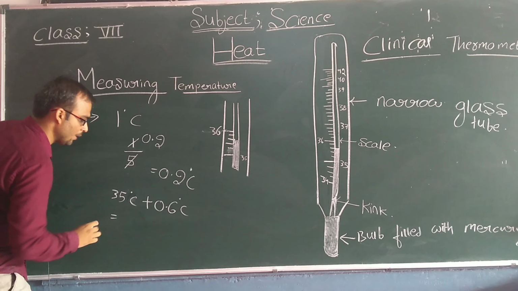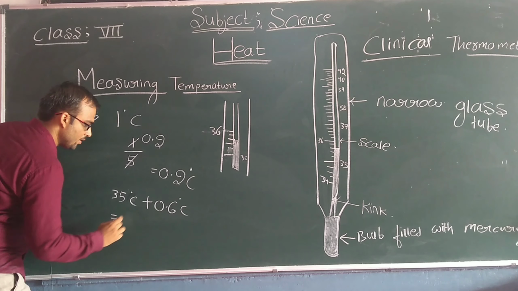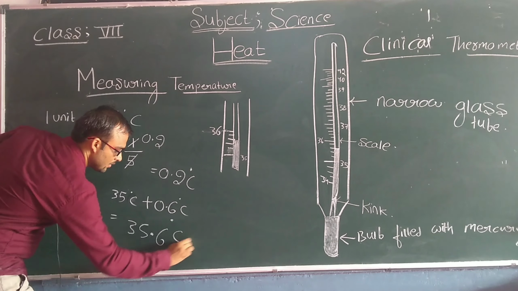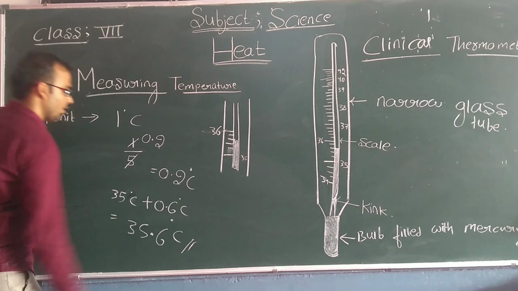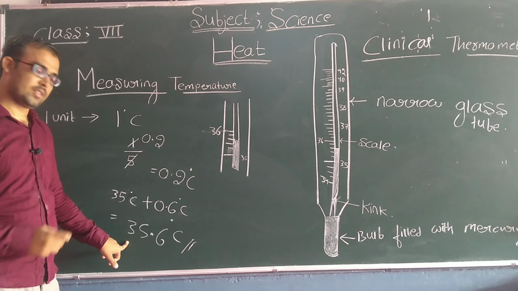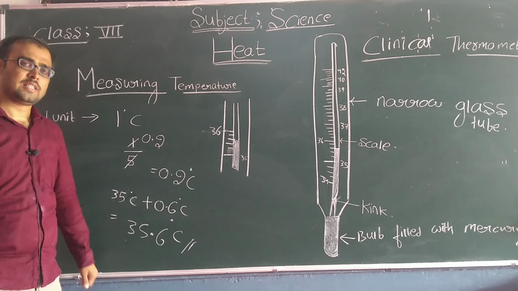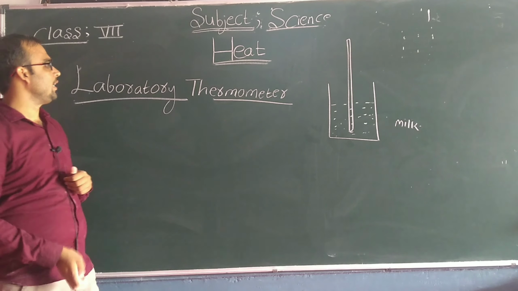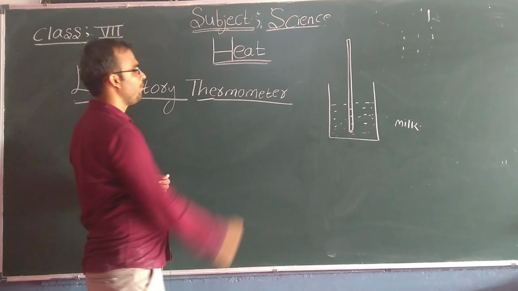So your total temperature will be 35 plus 0.6, which is 35.6 degrees Celsius. Then your body temperature will be 35.6 degrees Celsius. Okay, now we'll see the laboratory thermometer.